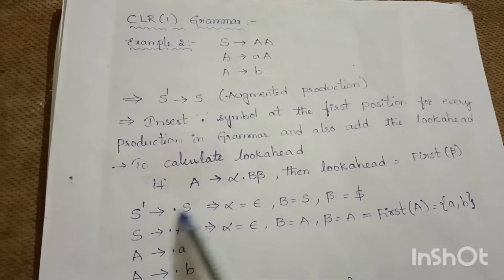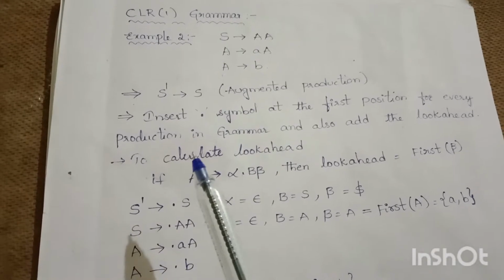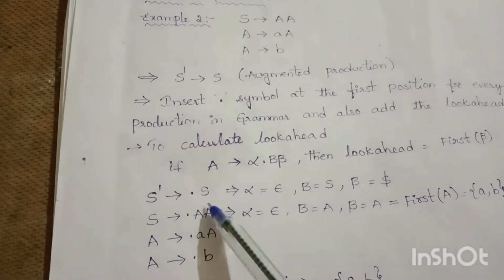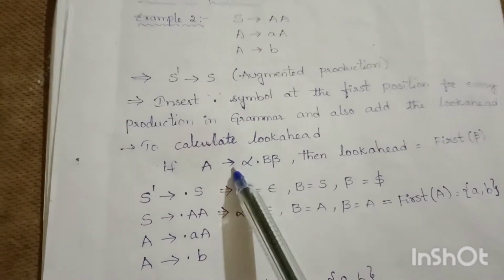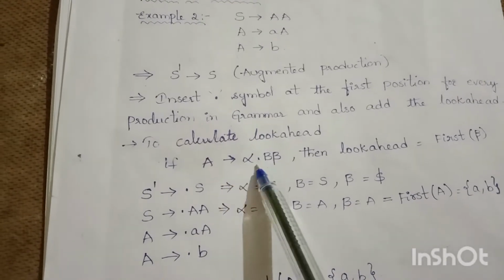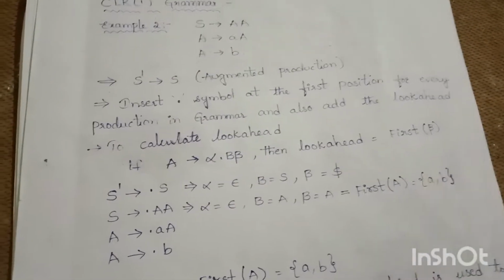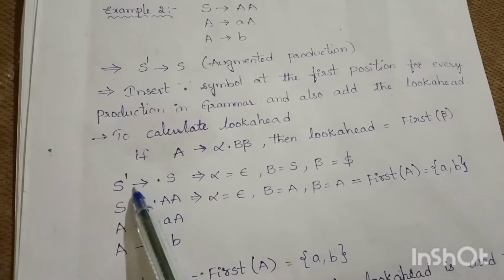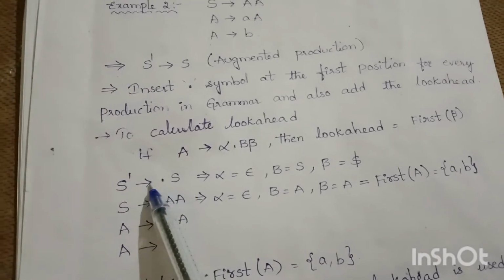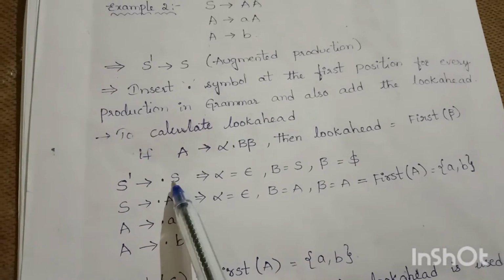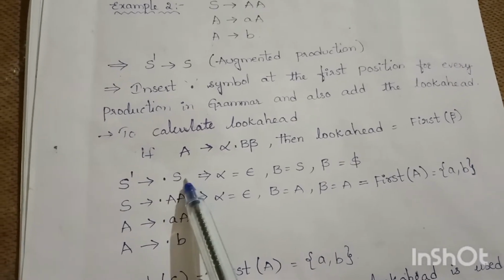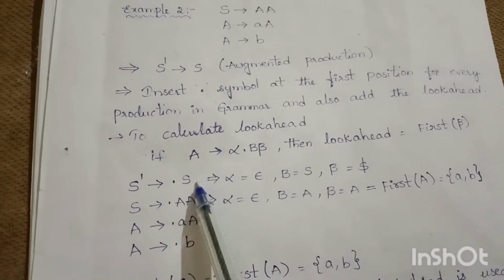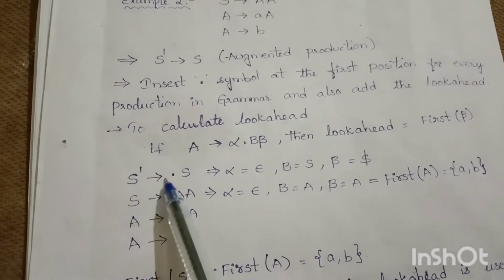For every augmented production, the look ahead symbol is dollar. According to this formula also we can write: if the grammar is in the form of A tends to alpha dot B beta, then the look ahead is equal to first of beta. Here, assume this grammar is in the form of A tends to alpha dot B beta. Here alpha is epsilon, B is S, and beta has nothing, so we are assuming it as dollar. First of dollar is dollar itself. So the look ahead symbol for S dash tends to dot S is dollar.